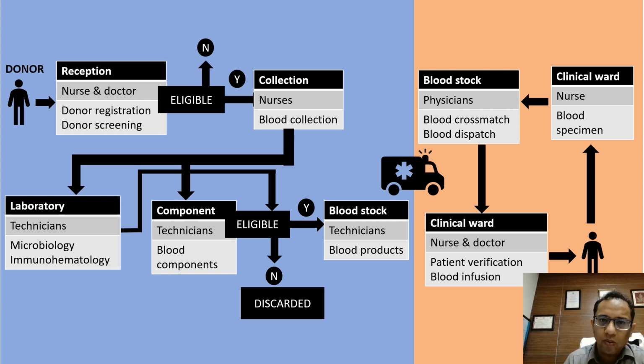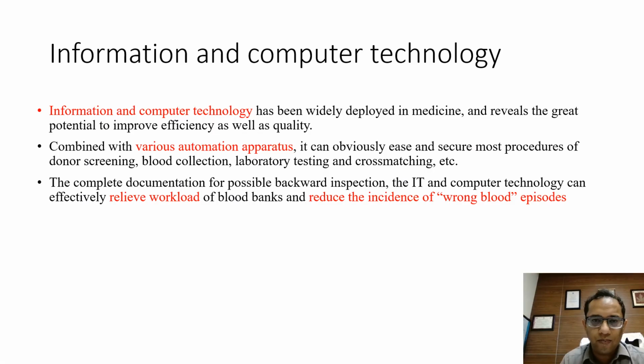So you see there are multiple processes which involve the donor and the patient area, and all need to be integrated. All have lots of information that comes out, and all need to be seamless. If any of these processes is halted or hampered, then obviously we are going to face a problem. So how do information and computer technology help in this? This has been widely deployed in medicine and reveals great potential to improve efficiency as well as quality.